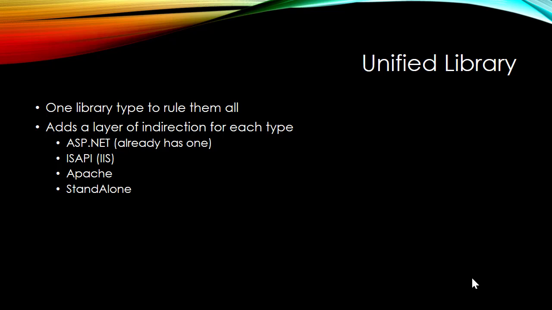We want to come up with a unified library where you pick one type of project, and then there will be libraries or levels of indirection which will allow you to deploy on ISAPI, Apache, or standalone. In fact, we already have this with ASP.NET. It has a stub that loads the other files, so we'll be extending this so that you'll have one project type.